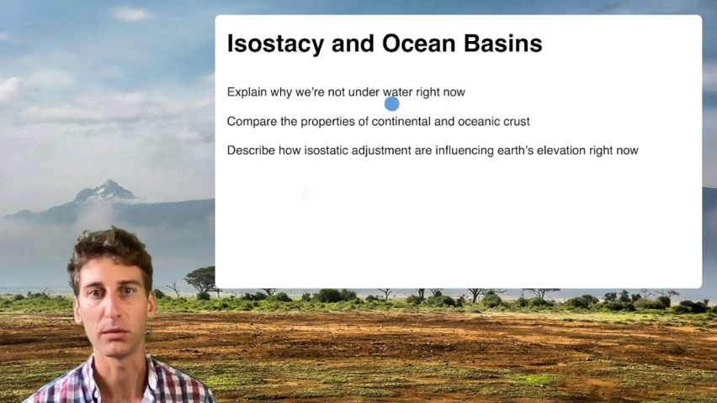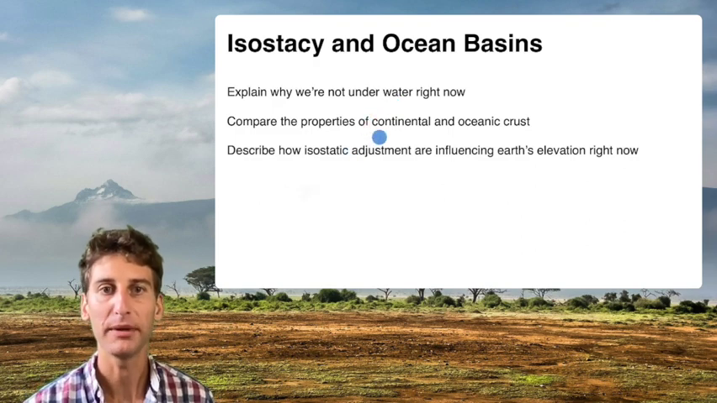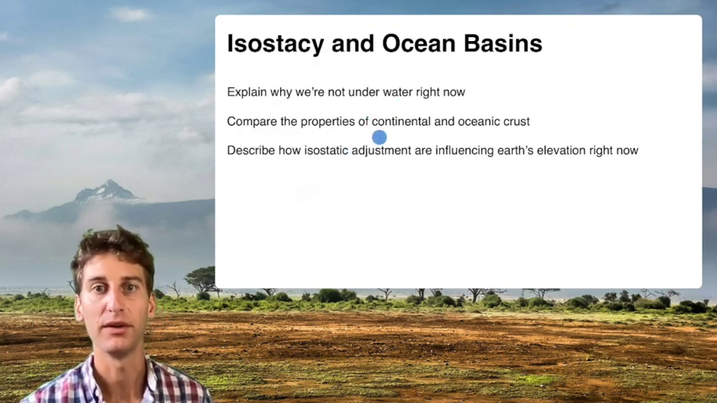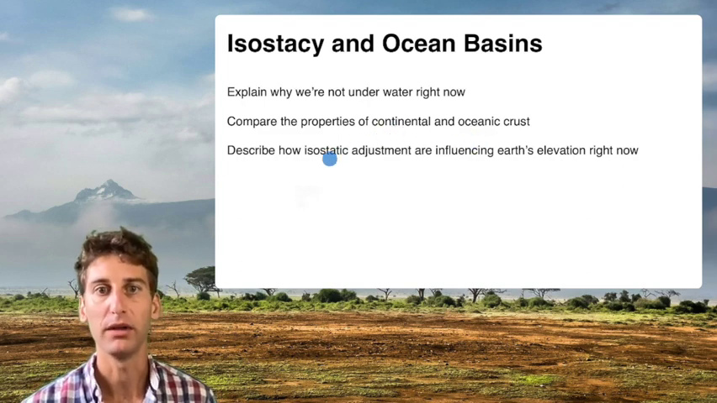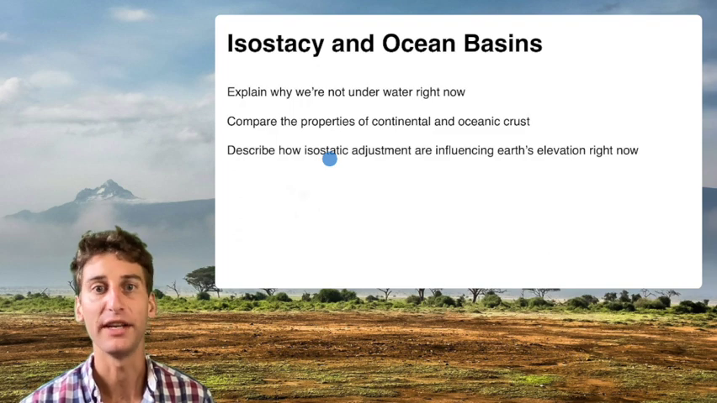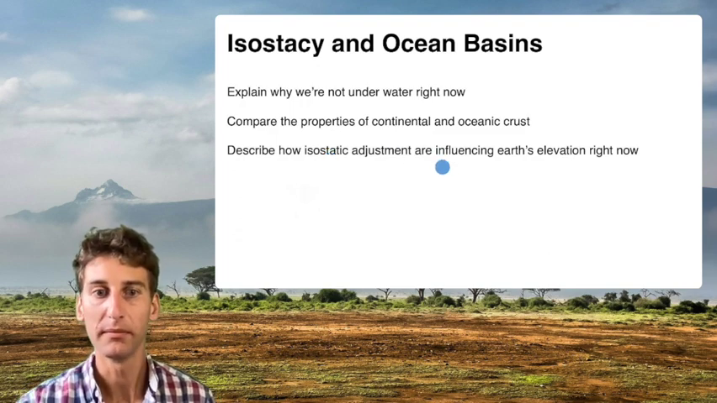But to understand how this works on a global scale, we're going to have to compare the mechanical and chemical properties of continental versus oceanic crust. Finally, we'll learn how isostasy, or isostatic adjustment, is influencing Earth's elevation right now.